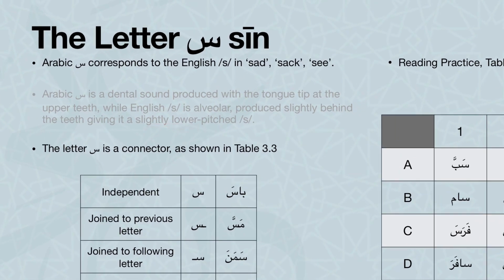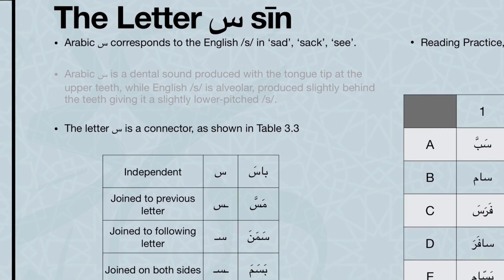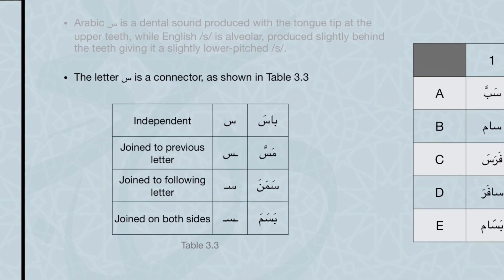This is a very nuanced view of the letter, but if you know how to make the sound S, it would probably be the same in Arabic. Don't worry about it. No one is going to tell the difference unless someone has a sharp ear. As we've seen, letter S is a connector. It means it connects in three positions and it can also stand independently.